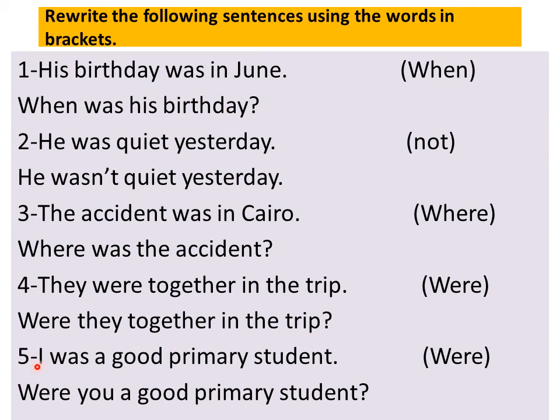Number 5, I was a good primary student. Start with were. Were you? Don't forget that I would change it to you in the question. Were you a good primary student? Because imagine that someone else is asking you.